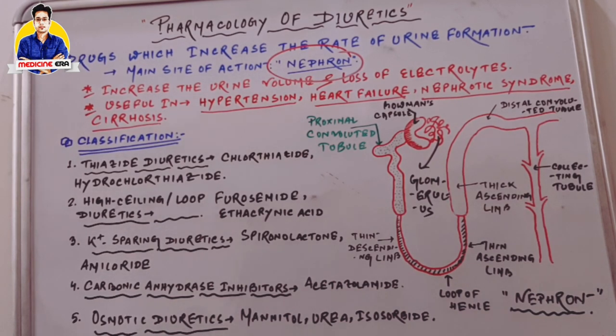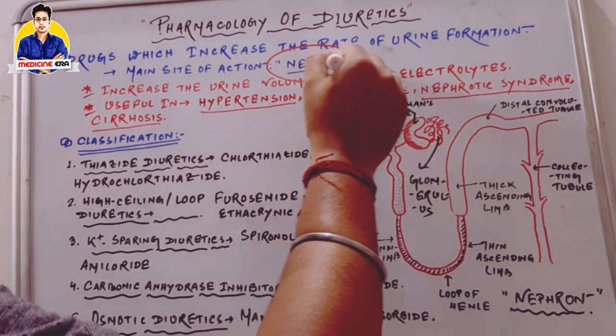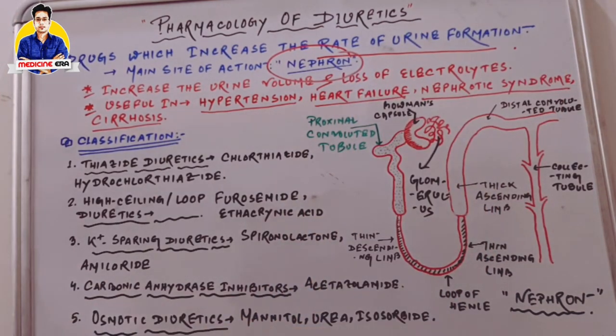In your normal physiology, you have also read about these facts: what is the formation of urine and what are the processes of formation of urine. But diuretics are the drugs or medications which are mainly used to increase the rate of urine formation. So why is it needed?